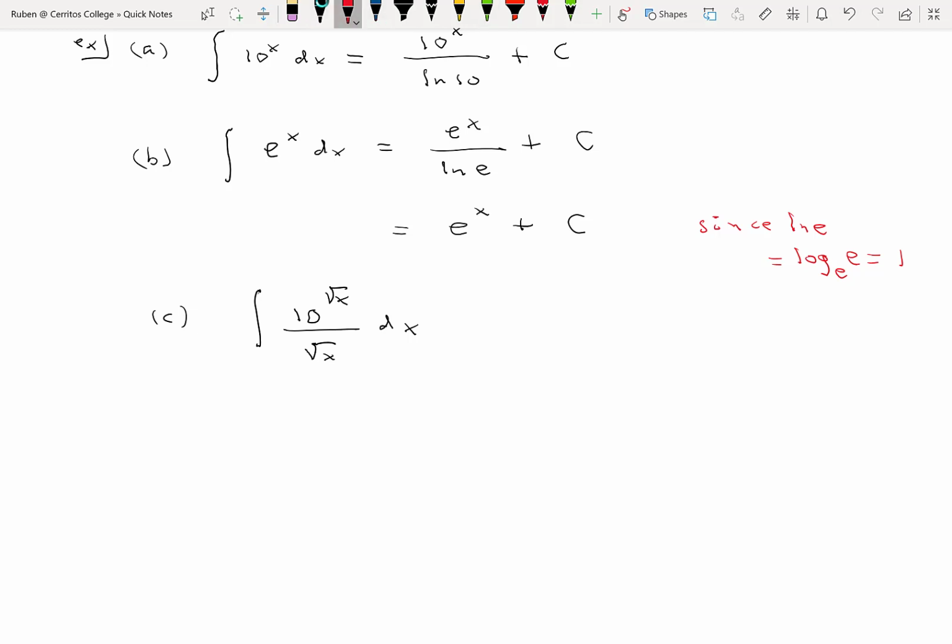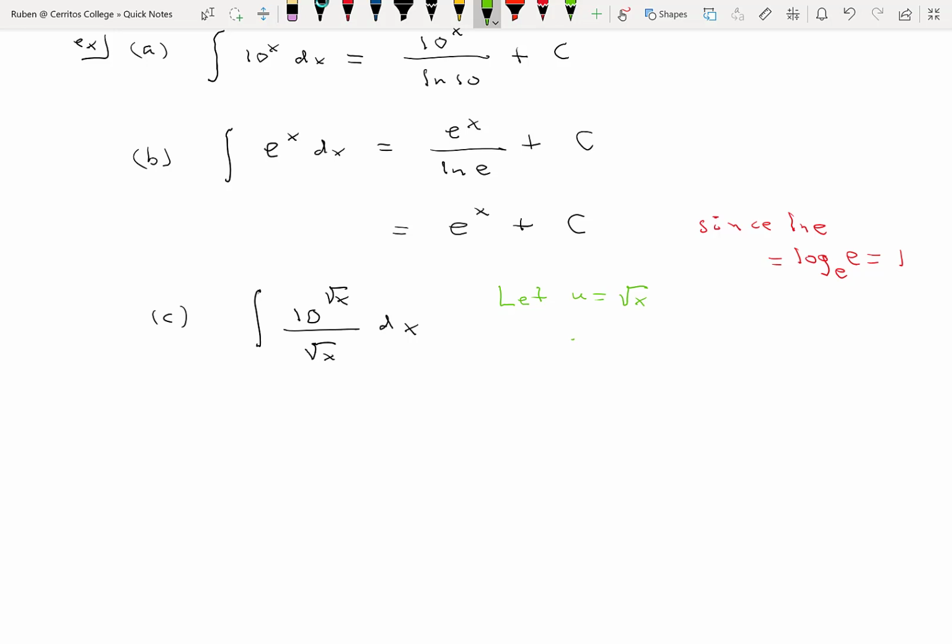Did you think of it? Do you want to try to think about it? What u substitution should I make? Well, it's pretty clear that what separates this problem from the first part, the integral of 10 to the x, is that we're looking at the square root function in the exponent. So a first try might be to let u equal the square root of x.